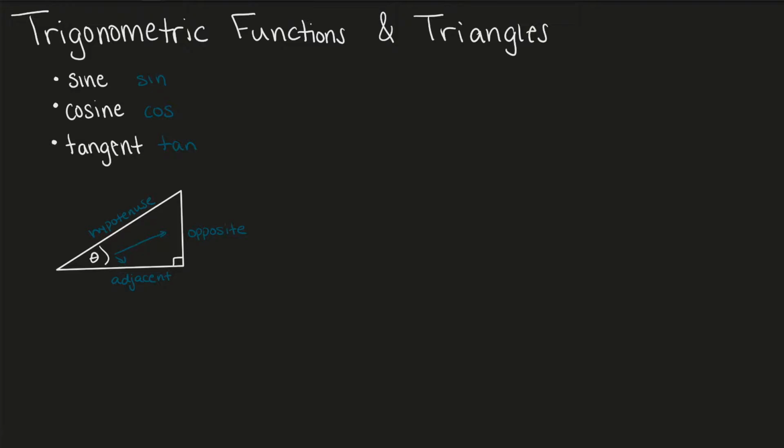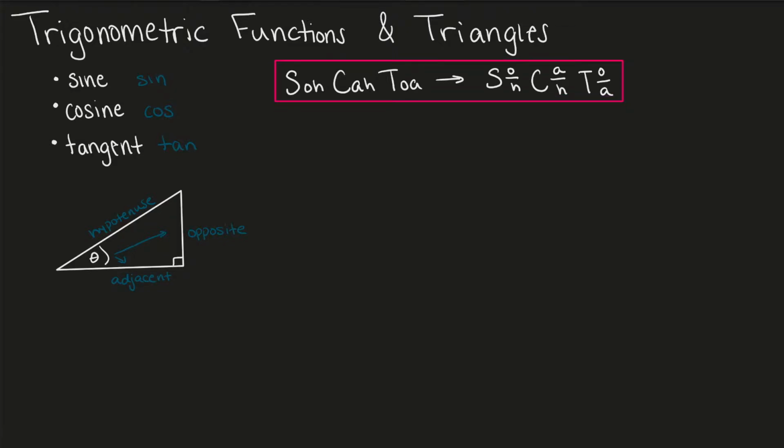We can remember what these ratios are using the word SohCahToa. Soh goes with our sine, or the sine of an angle is equal to our O over H, the opposite over the hypotenuse. Cah is for our cosine. The cosine of an angle is the adjacent over hypotenuse, A over H. And Toa is the tangent of our angle, or the opposite over the adjacent, O over A. So by remembering the word SohCahToa, we can use that to find the trig ratios on our triangles.